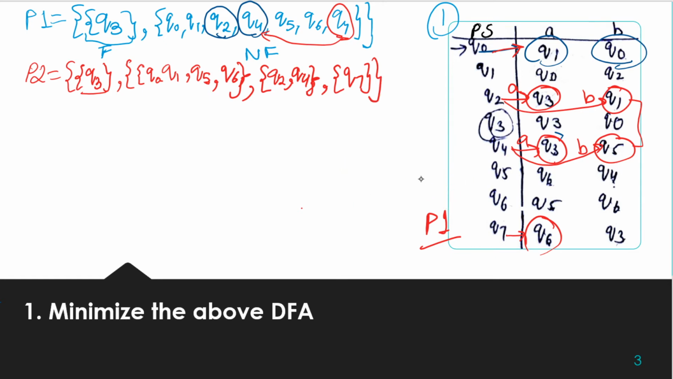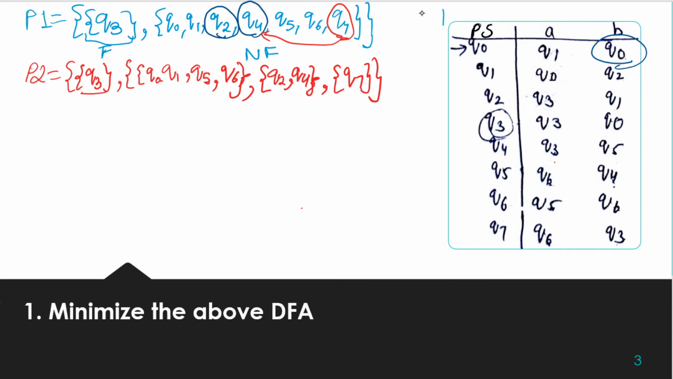Now we have to repeat the same step for partition 3, and we will keep repeating this step until we get a partition that is the same as the previous partition. So we have to repeat this step as many times as needed until we get the last two partitions the same. Okay, so starting with the third partition P3.